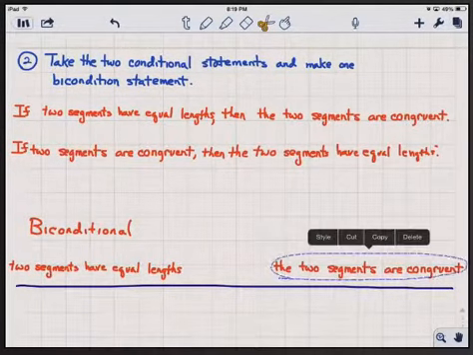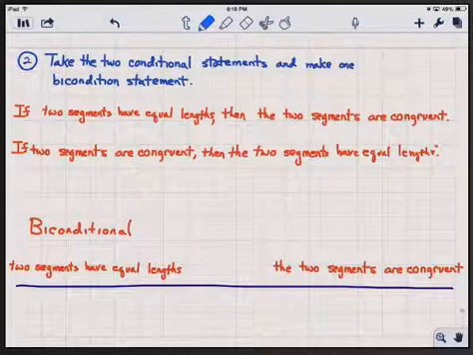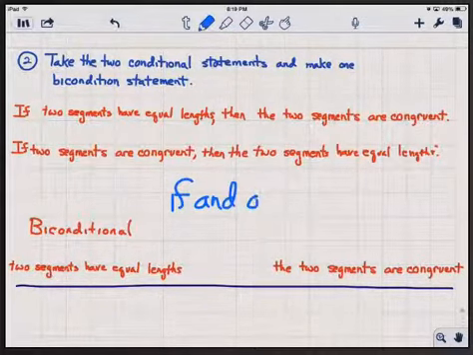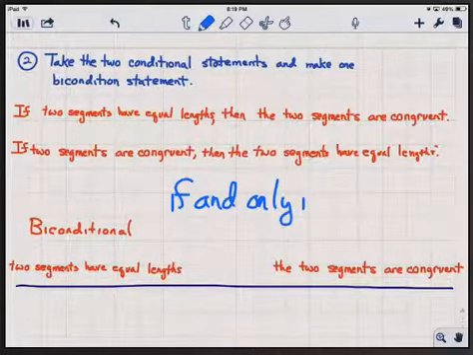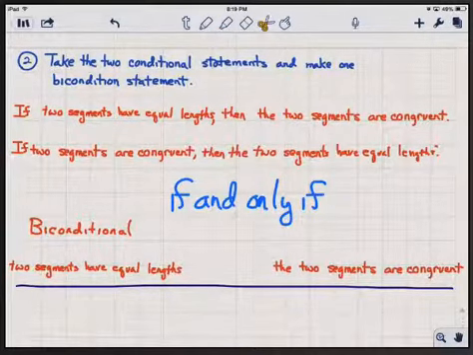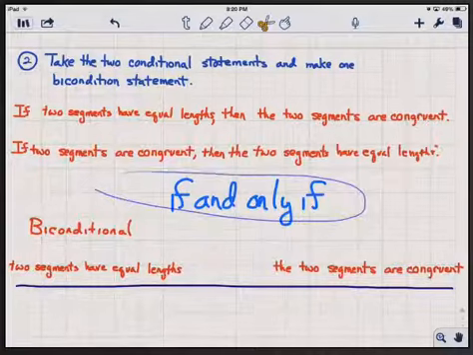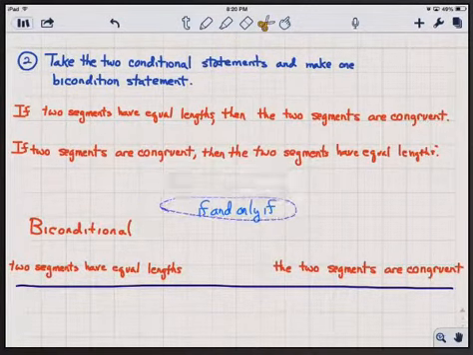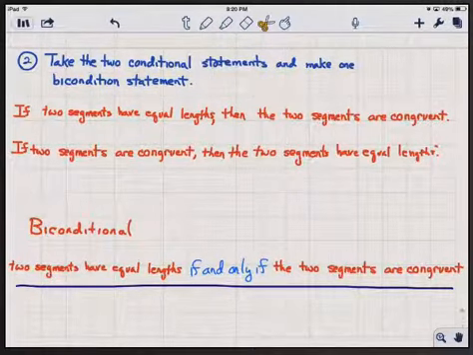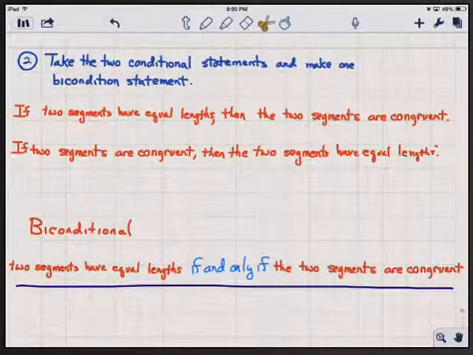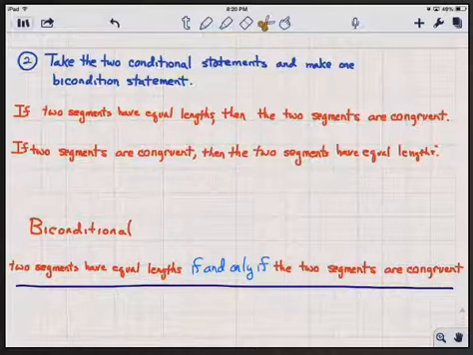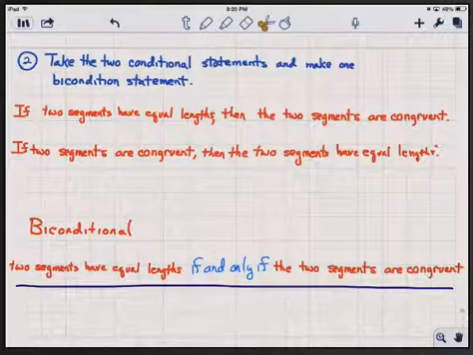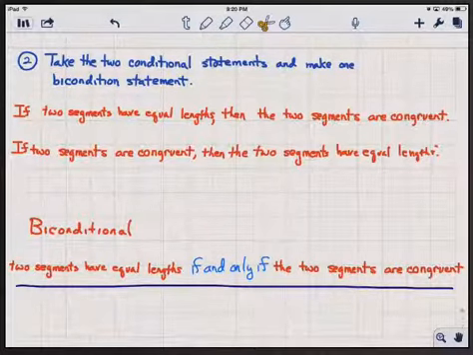And in between, we are going to write the phrase if and only if. And we're going to put that phrase in the middle of those two. So I'm going to shrink that down and fit it right in the middle. And the new biconditional statement is two segments have equal lengths if and only if the two segments are congruent.